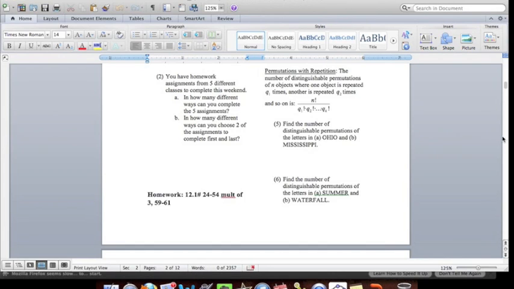All right, and last one, same type of problem here. So for the word summer, which I believe will come someday, 6 factorial. S doesn't repeat, U doesn't repeat, M has 2 repeats, E doesn't repeat, R doesn't repeat. So we just get 6 factorial divided by 2 factorial, which is 360.